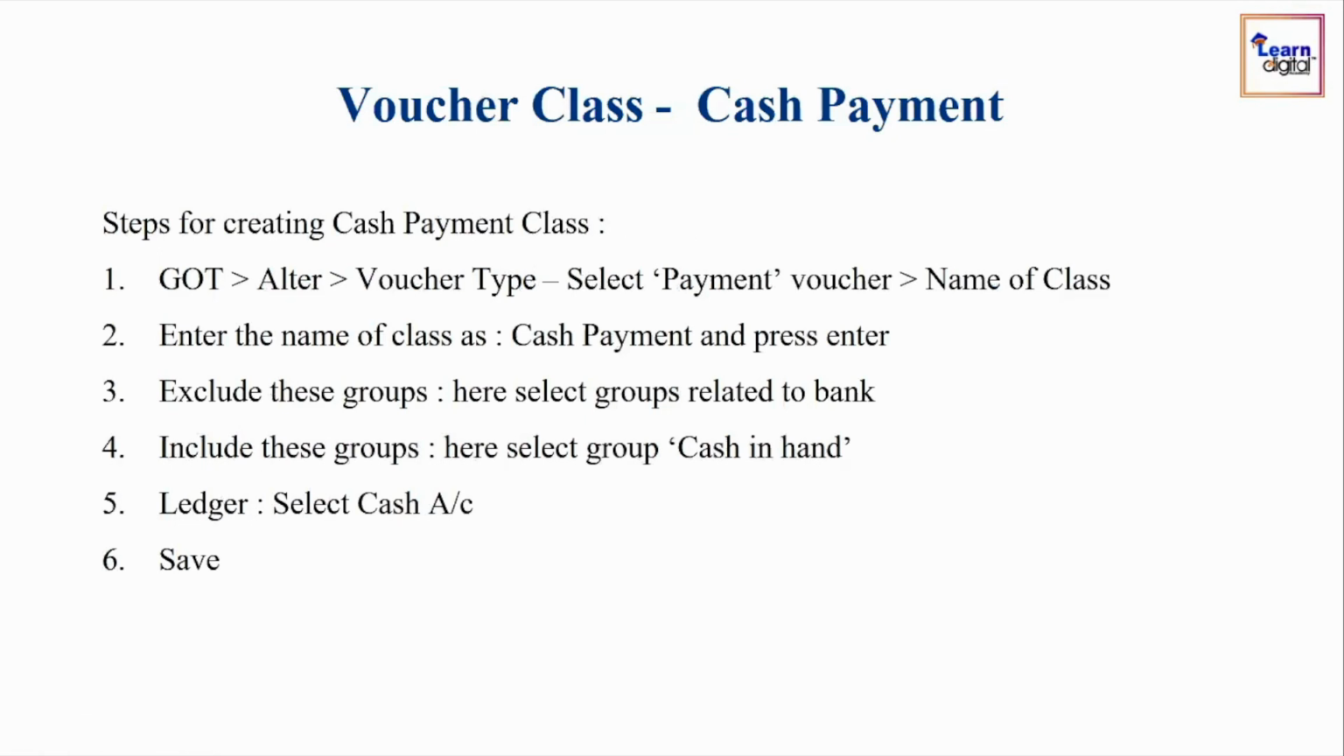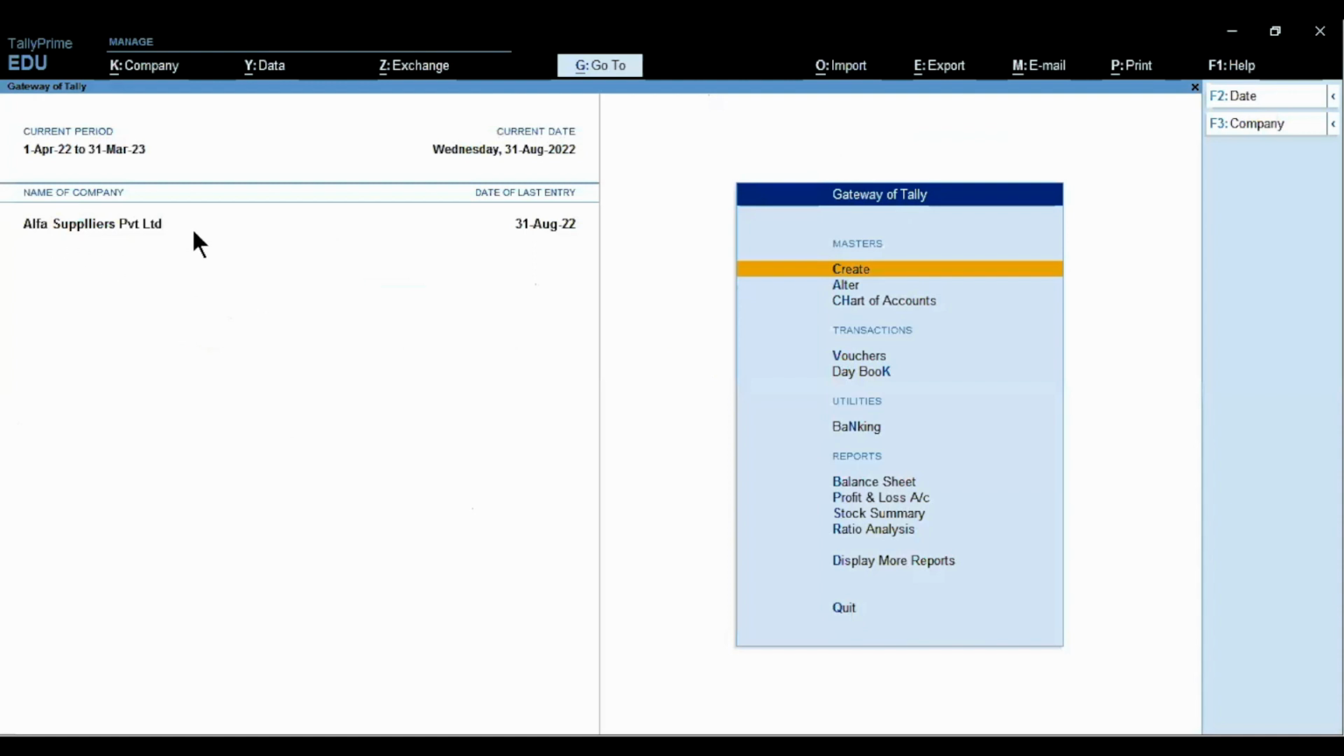So first we will create a cash payment class in the payment voucher. Steps for creating cash payment class: go to Gateway of Tally, Alter Voucher Type, select payment voucher and write the name of the class. Here our name of the class will be cash payment. So let's start with Tally. This is our company, Alpha Supplies Private Limited. Now we are in Gateway of Tally.